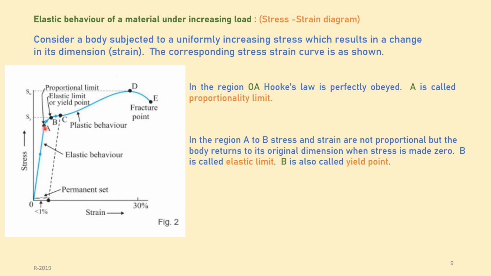Now in the region A to B, stress and strain are not proportional. You can see it's not a straight line here. Stress and strain are not proportional, but the body returns to its original dimension when the stress is made 0. Now this very point B is called elastic limit. So between A and B, though Hooke's law is not obeyed, the body is still elastic in nature. Now this point B is also called as yield point.